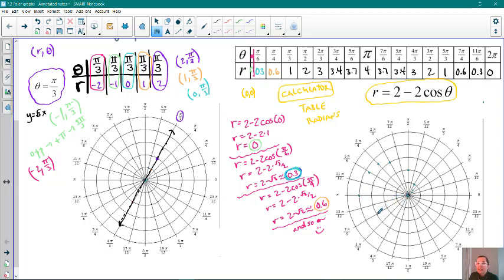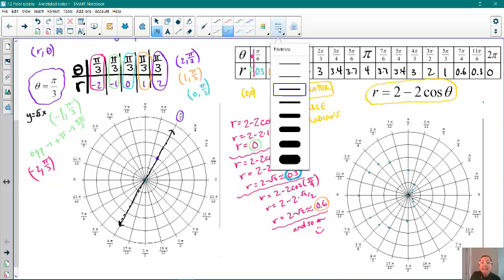3.7, 7 pi over 6. 3.4, 5 pi over 4. 3, 4 pi over 3. 2, 3 pi over 2. 1, 5 pi over 3. 0.6, 7 pi over 4. 0.3, 11 pi over 6, and then 0, 0. Now it's connect the dot time.